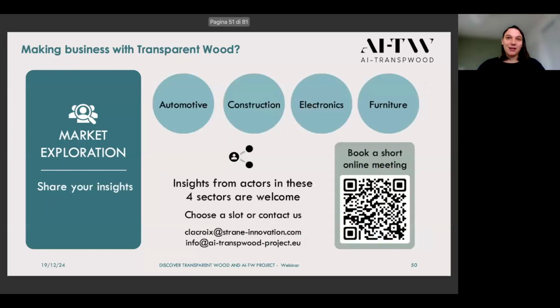To conclude, here is a QR code for if you are interested in sharing your insights. We are still exploring potential applications of transparent wood and trying to understand which properties would be interesting for real-life applications, and also which key constraints should be considered. We are mainly focusing on the automotive, construction, electronics, and furniture sectors. And we're interested in insights you might have.